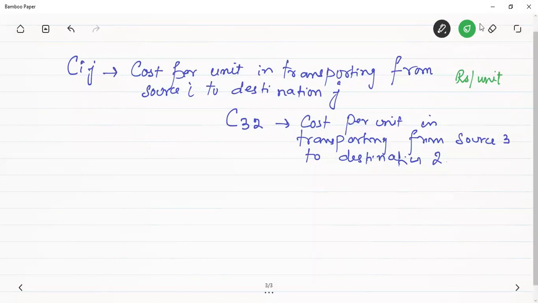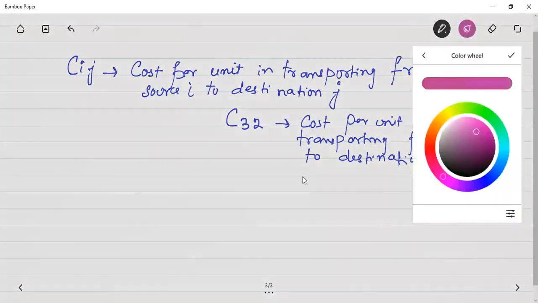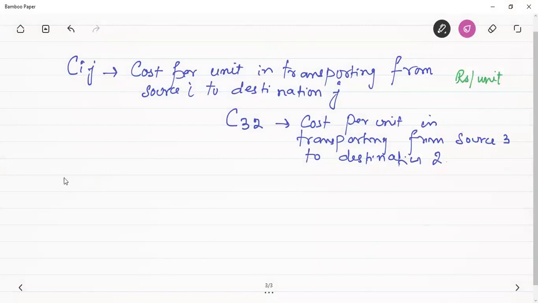So finally, the problem becomes a minimization problem, because we have to minimize the cost. Therefore the problem becomes: minimize z equal to summation of i, summation of j.